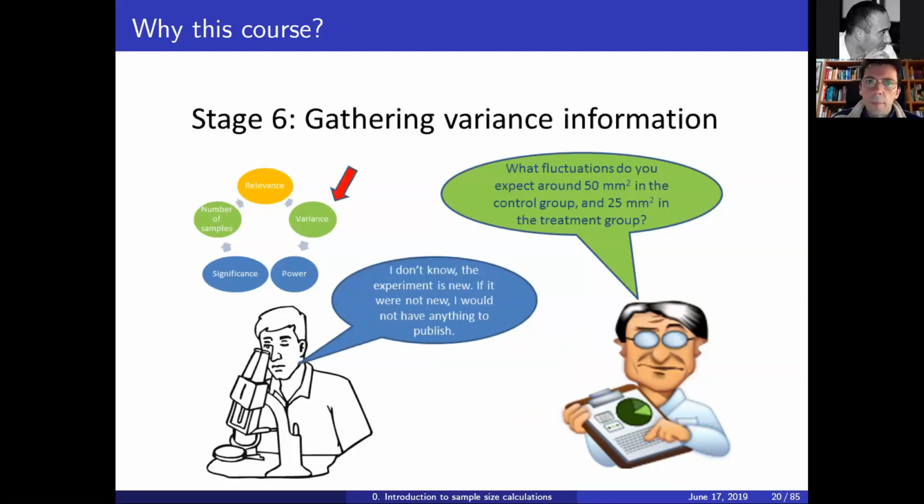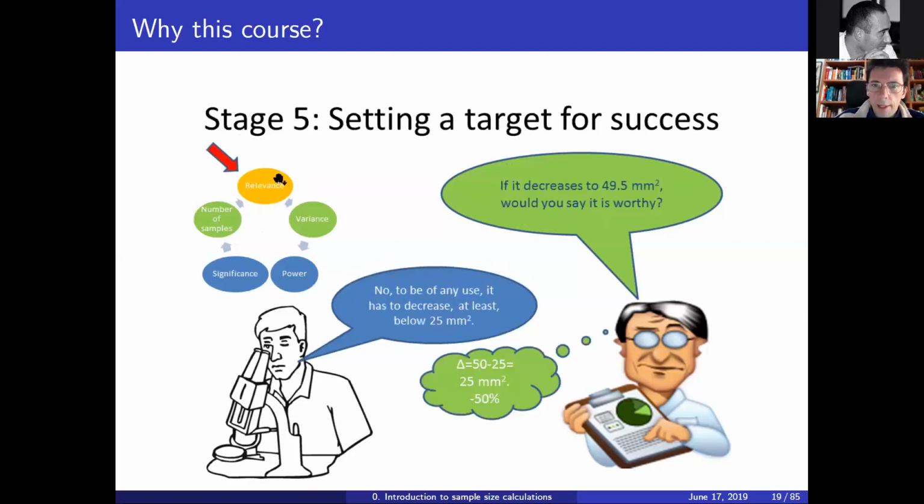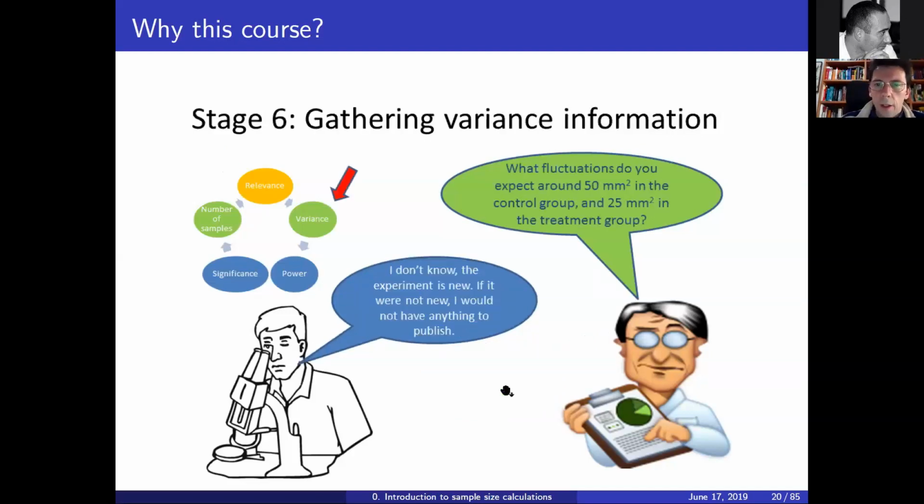Okay, so now we know the relevance. The relevance is this effect size. So we want an effect size of 25 millimeters squared. Okay, so what kind of fluctuations do you expect around 50 in the control group? And in principle, you should also have it for the treatment. For the treatment, it is true that it is the first time that you apply this treatment, but you may assume that it has a similar variability.